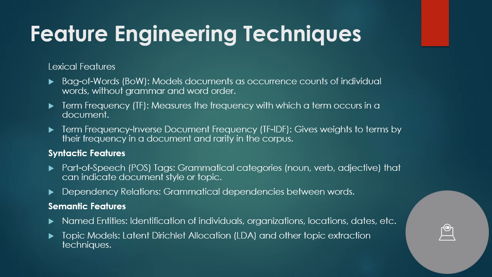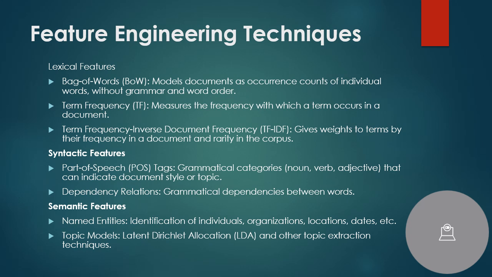The first technique is lexical features, bag of words. This method represents documents as counts of individual words, disregarding grammar and word order. Term frequency measures how often a term appears in a document. Term frequency inverse document frequency weighs terms by their frequency in a document and their rarity across the entire corpus.